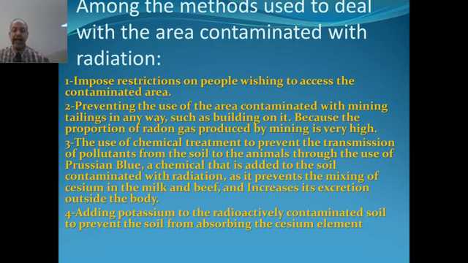Number four, adding potassium to radioactively contaminated soils to prevent the soil from absorbing the cesium element. Potassium is going to absorb the radioactive material, like Prussian blue. These are two chemical materials which prevent the contamination of radioactive material.